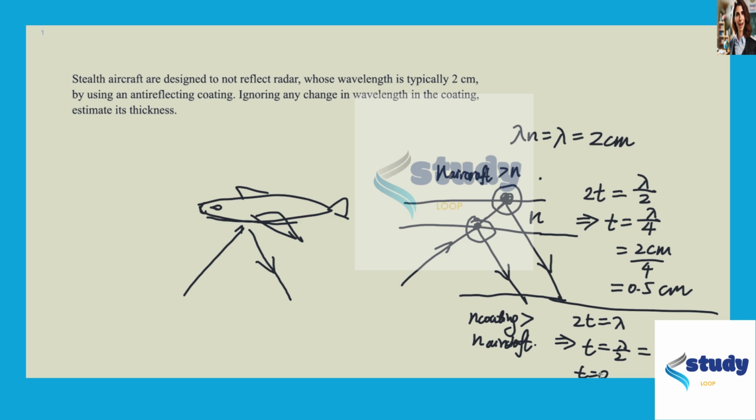But I think to assume the n of the coating is smaller than n of the aircraft is a much more realistic assumption. So for this question, I would say this is probably the answer that it's asking for. It wants us to estimate the thickness, and the thickness would be roughly 0.5 centimeter.